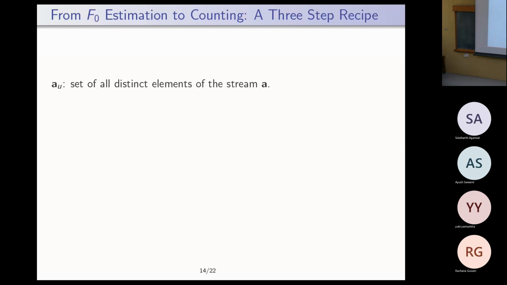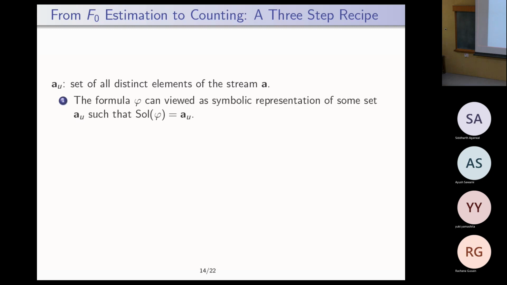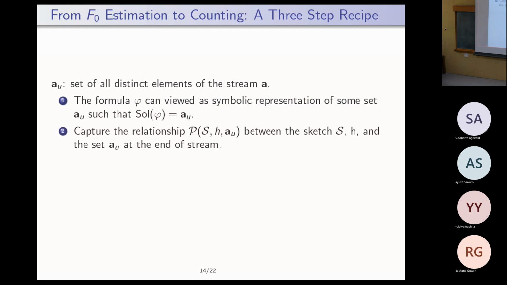Let me give you a very general recipe to convert this F0 estimation algorithm to a counting algorithm. Now I think of the set of distinct solutions of the Boolean formula as forming my stream. Model counting is just finding the number of distinct elements in the stream, where the stream consists of the solutions to this Boolean formula. The formula phi can be viewed as some succinct representation of the stream, which is a set of distinct elements AU. Now we want to capture the relation between the sketch S, the hash function H, and the set AU. There's some invariant which holds at each step.